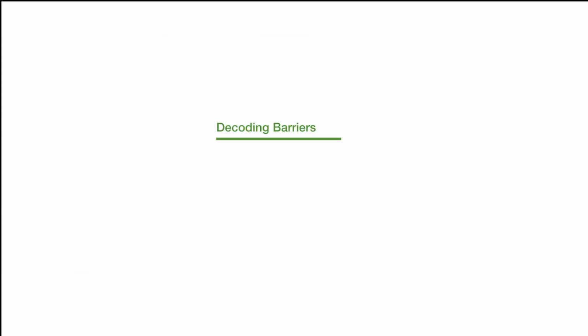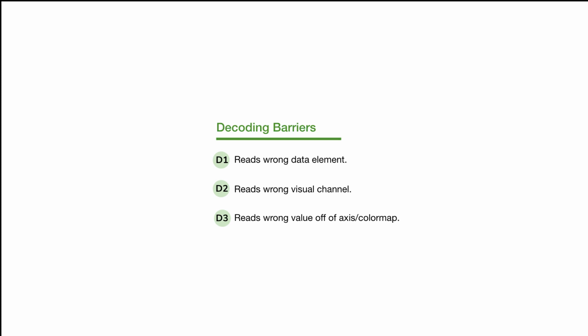The last type of barrier relates to the ability of a viewer to decode a data value from a visualization. This includes reading off the wrong data element, reading the wrong visual channel, or reading off the wrong value for an axis or color map. Decoding barriers are operational, and they can either stem from a prior barrier in translation or encoding, or they can simply happen due to inattention.